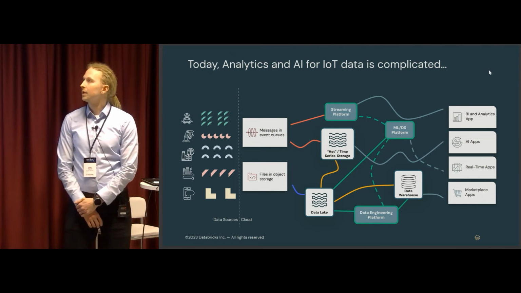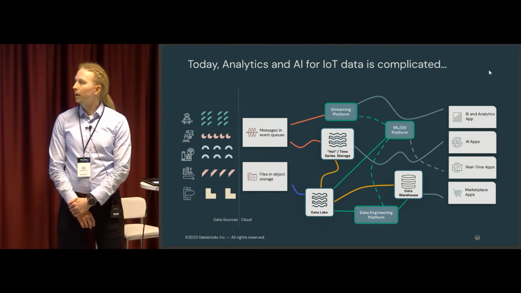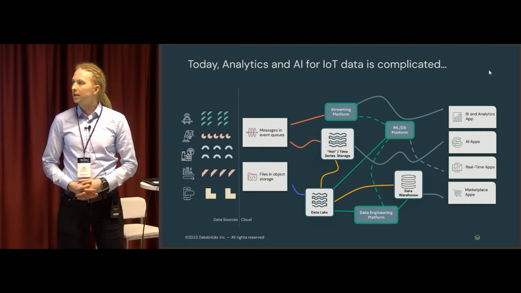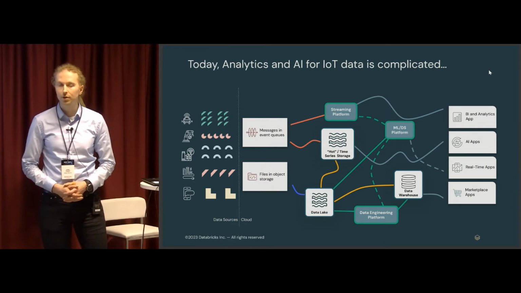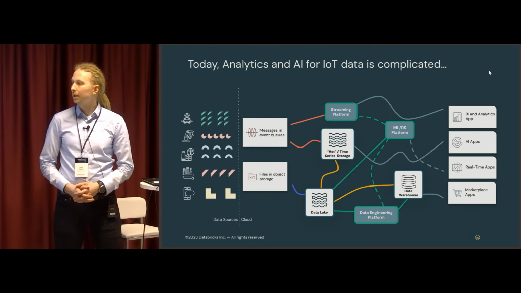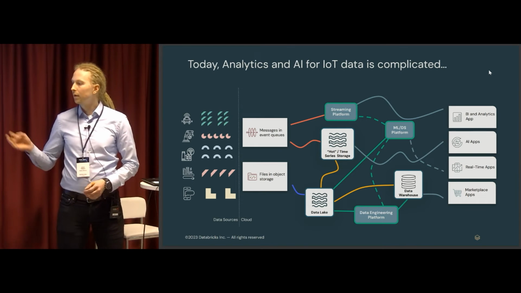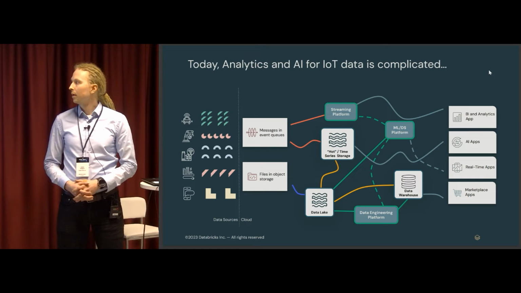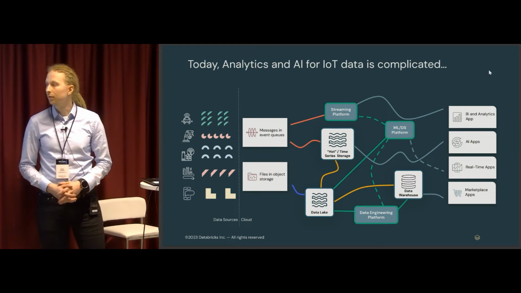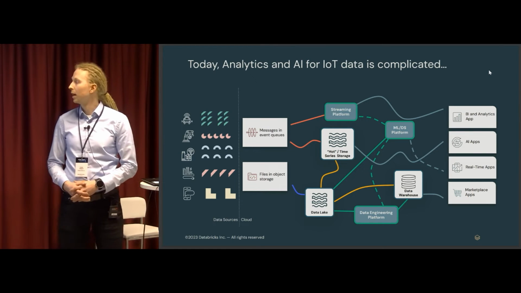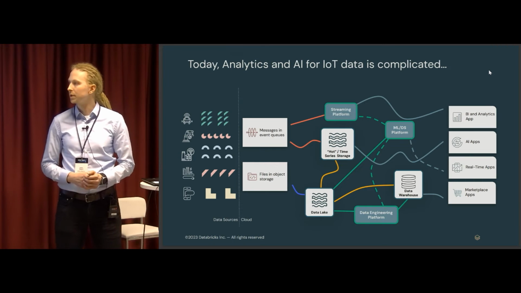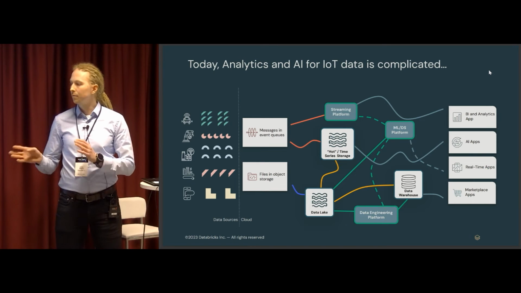Today, the analytics and AI for IoT data is complicated. Companies have lots of data from different sources, IoT data, big data, and then you have different data products that you need to provide, like BI and analytics, AI apps, real-time apps, and so on. So what happens in the middle?